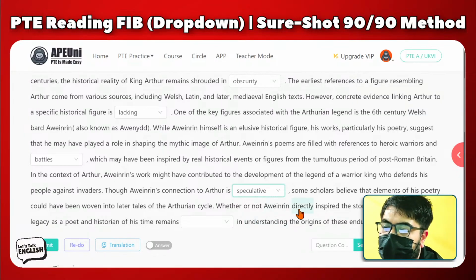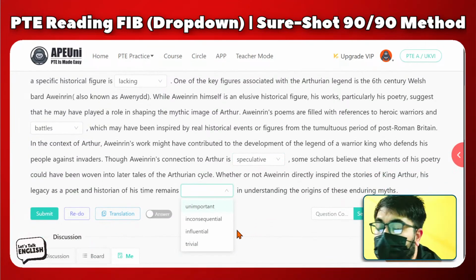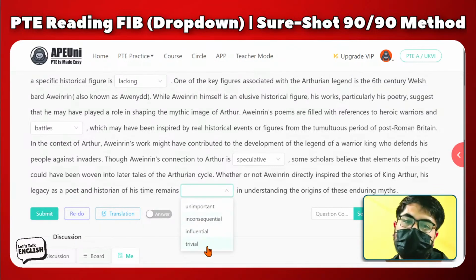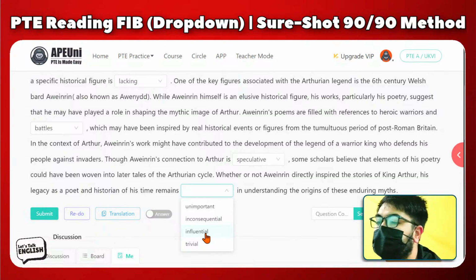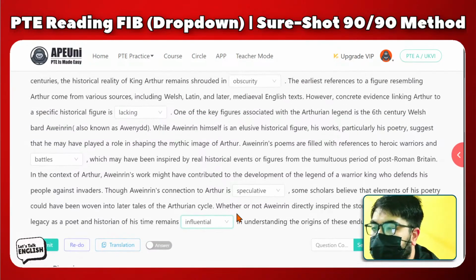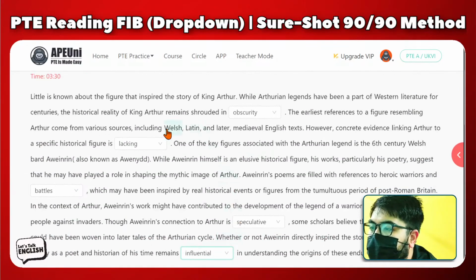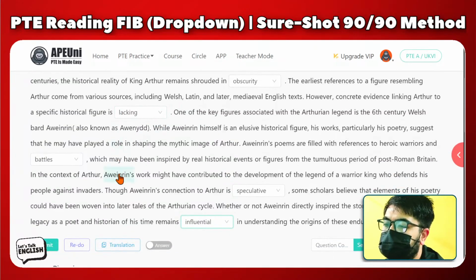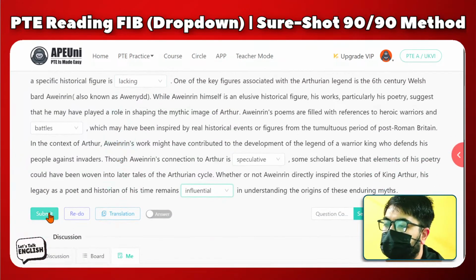Okay. Whether or not Aurelian directly inspired the stories of King Arthur, his legacy as a poet and historian of the time remains shrouded in understanding the origins of these enduring myths. No, it's not unimportant, it's not inconsequential, it's not even small. Trivial is small, so it's influential. It's a major factor. Let's see, obscurity, lacking, battles, speculative, influential.